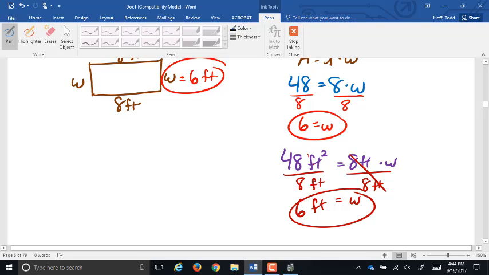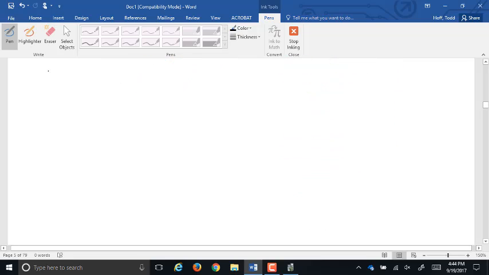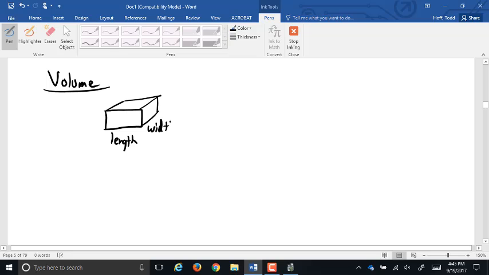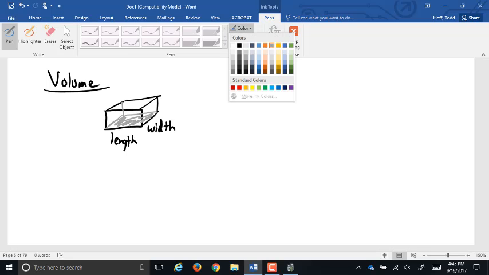Okay, so the last thing we want to look at then is volume. Volume of a box is what we're looking at tonight. In volume, we have the length and the width. These are basically just the area of the bottom of the box. We can think of it being that. That's just the area of this bottom of the box, the length and the width.